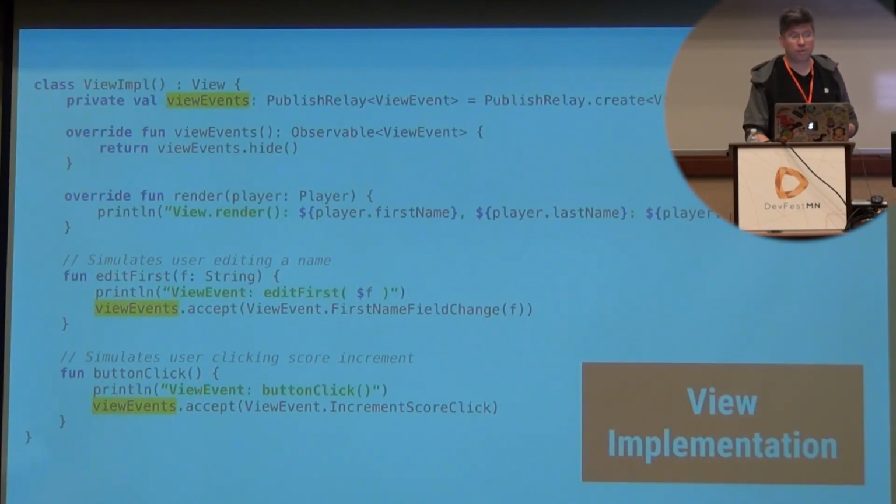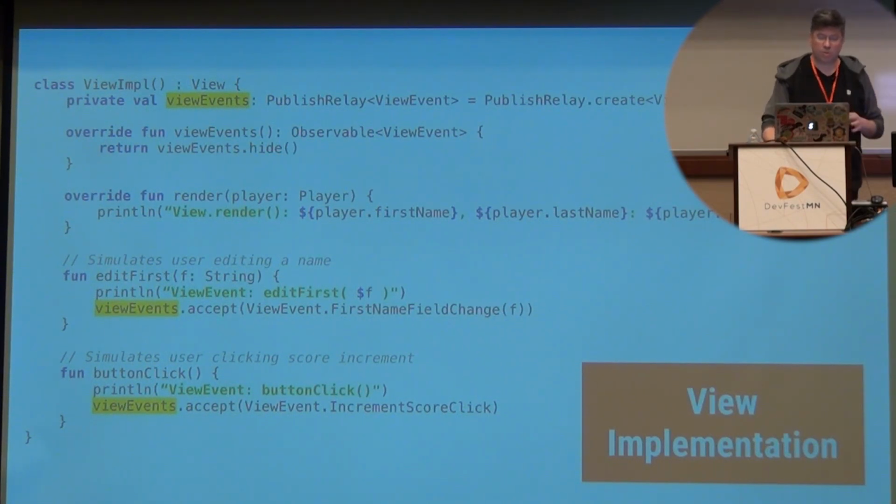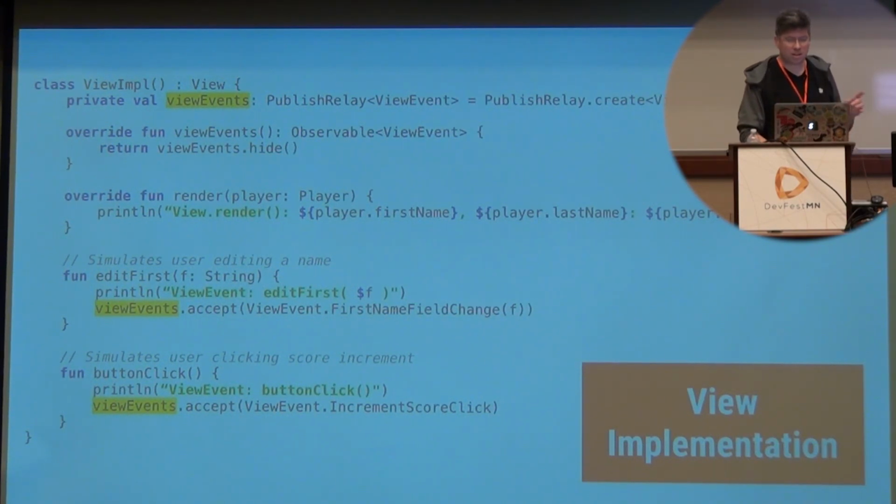All right. So basic view implementation, very basic view implementation. To publish an event, what we have here is that edit first and button click they call accept on the view events relay, right? So those are highlighted in yellow right here. So our view is very, very simple. We're going to have a script in our test run later that calls these functions to simulate a user interacting with the UI. On the flip side of that, the render call just takes a player and dumps it to the console. So that's our fake view, fake UI.